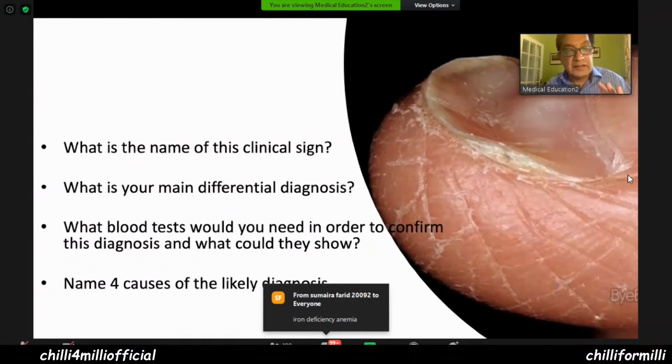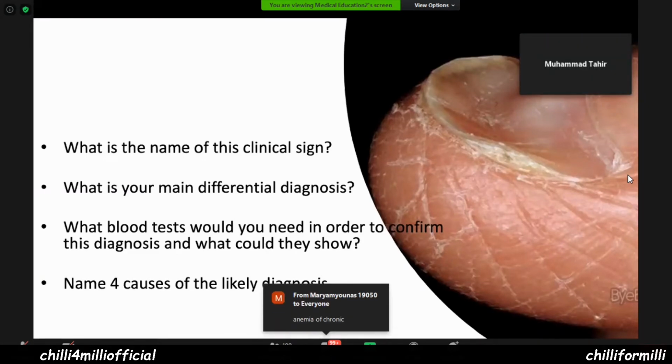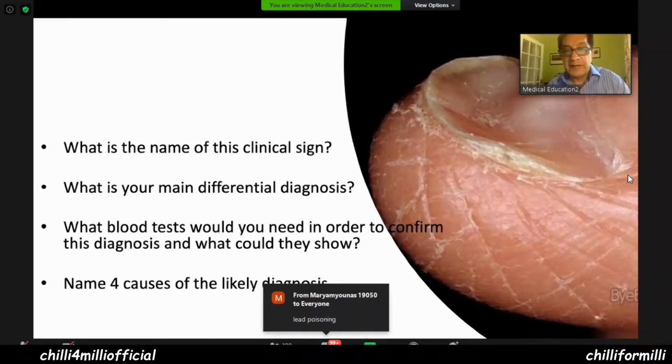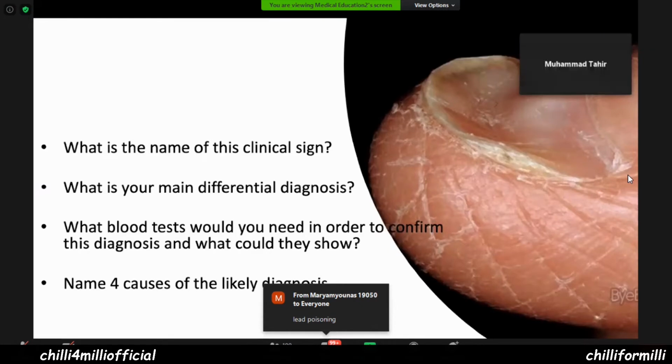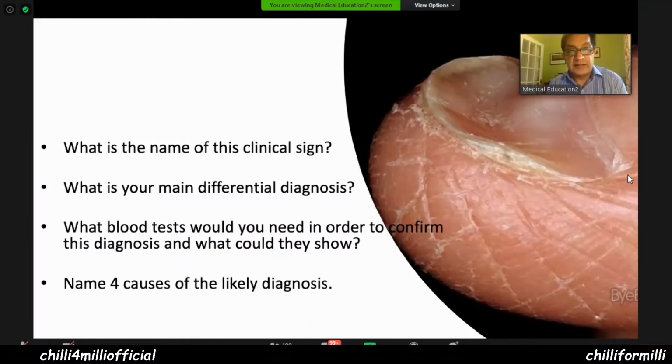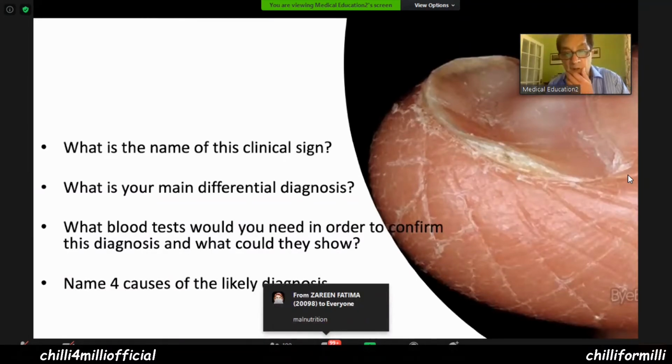So, guys, this is koilonychia. This is iron deficiency anemia. What is the main differential diagnosis? Manual workers' hands, sir. No, this is not. I'm very sorry. I have to disagree here. This is koilonychia. No, the differential diagnosis, sir. Differential, right. Okay. Sorry. I got it. Yeah, that is fine. I accept that. So, what is the differential diagnosis of iron deficiency anemia?